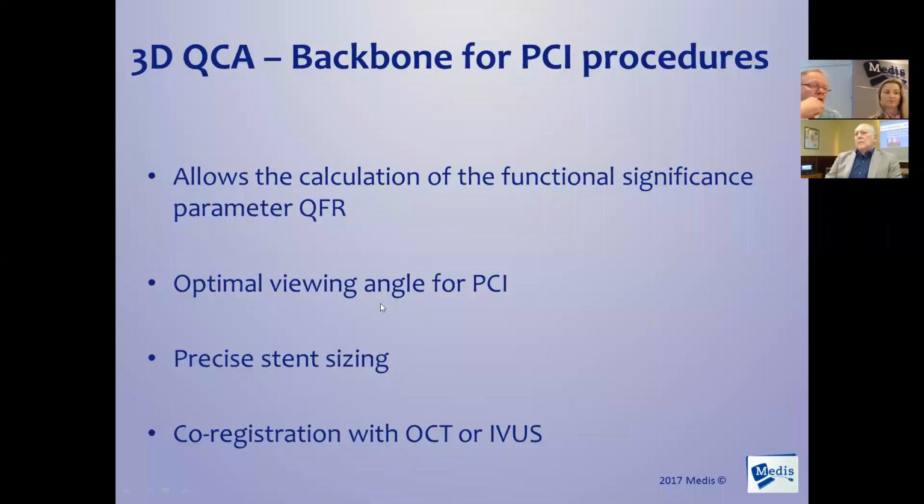So actually, the QAngio XA 3D software is the backbone for PCI procedures. It can calculate not only the anatomical parameters for the PCI treatment, but it can also calculate the functional significance of the lesions in that particular artery by calculating the QFR parameter. It will also give you optimal viewing angles for the treatment afterwards. And last but not least, it can also be co-registered in a next version, at least with the OCT or IVUS pullbacks of the same patient.